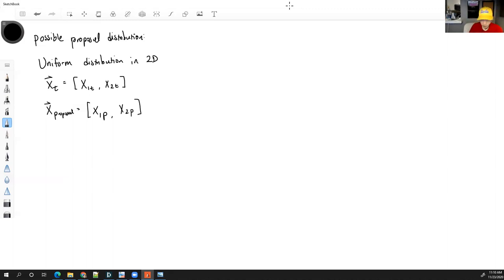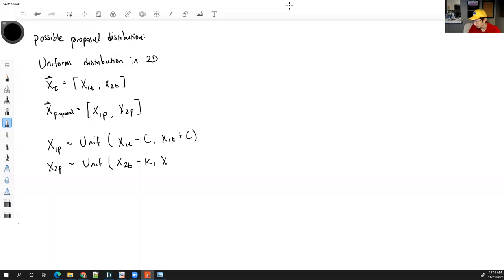The way our proposal distribution will work is that x1p comes from a uniform distribution that goes from x1t minus c to x1t plus c. I messed this up, sorry, this is x1 for both. Then x2p of our proposed value is drawn from the uniform distribution from x2t minus k to x2t plus k. And c may or may not be equal to k.